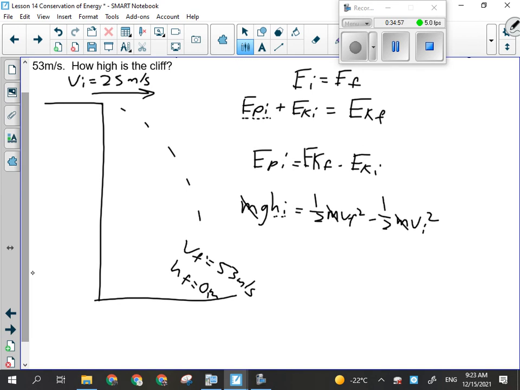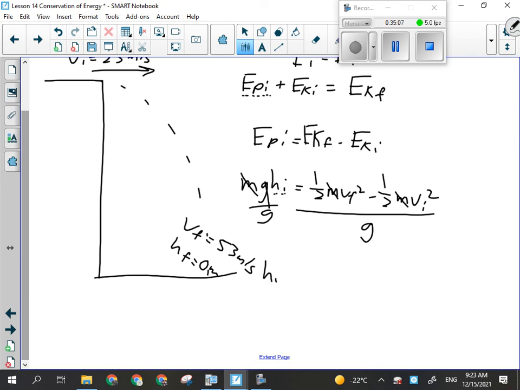Now we're manipulating for h initial. So what do I do with g? G comes over there. Our initial height then will be 1/2 times 53 squared minus 1/2 times 25 squared, divided by 9.81.